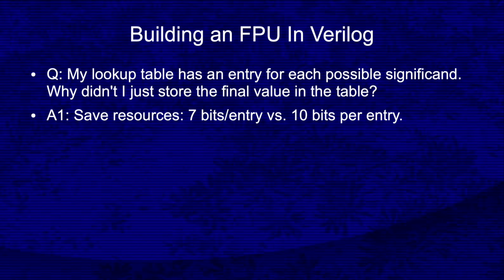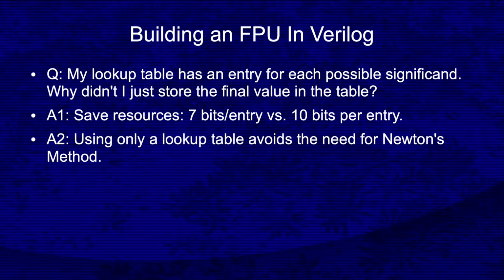There are several reasons. The lookup table, as I've implemented it, uses 7 bits per entry. A lookup table which has the full 10 bits of the significand of the reciprocal would require 10 bits per entry. Using 7-bit entries saves a few chip resources for other uses. Secondly, if I simply looked up the significand of the reciprocal, the code wouldn't need to use Newton's method. And Newton's method is an important tool which will be needed for other circuits in future videos.